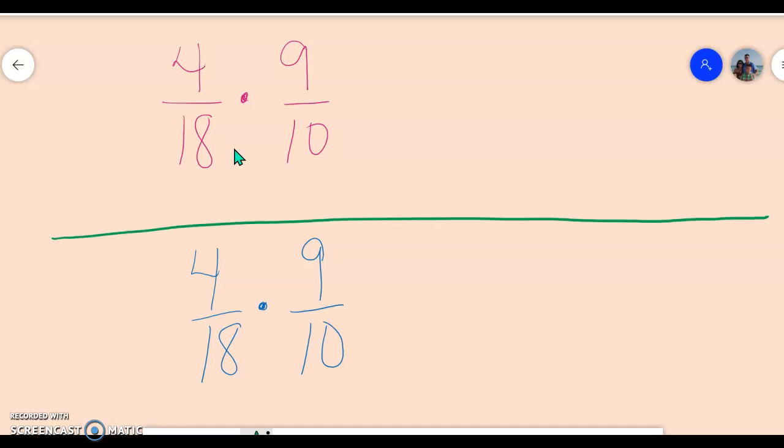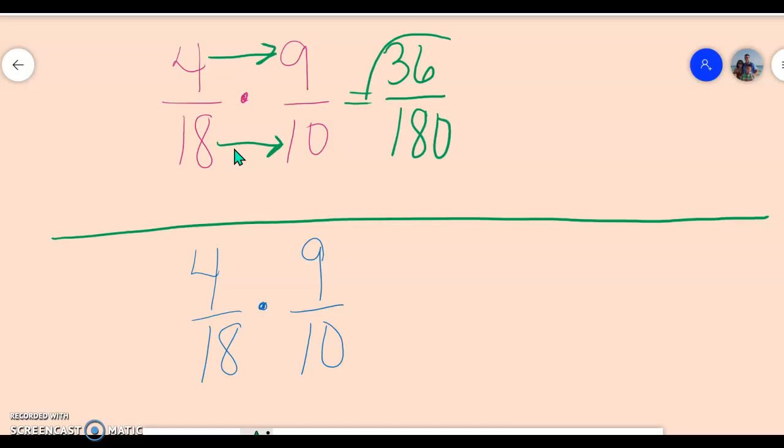And the rule for multiplying fractions is a simple rule. You take numerator times numerator and denominator times denominator. Okay, so my answer is going to be 4 times 9, which is 36 in my numerator, and then I'm going to find the product of my denominators, and that's going to be 18 times 10, or 180. So awesome. I got my answer, 36 over 180.